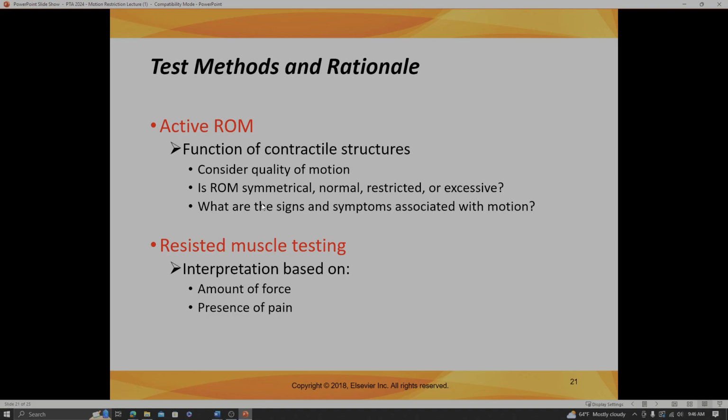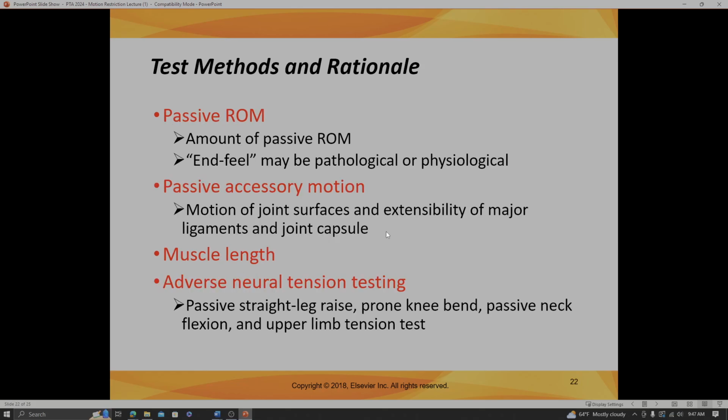We know that we can manual muscle test for sure. We can interpret the resisted muscle testing based on the amount of force and presence of pain with that force. You can also look at the quality of the motion. Is it symmetrical left to right? Is it normal? Is it excessive? Then what are the signs and symptoms? Does it hurt? Is there a compensation pattern?